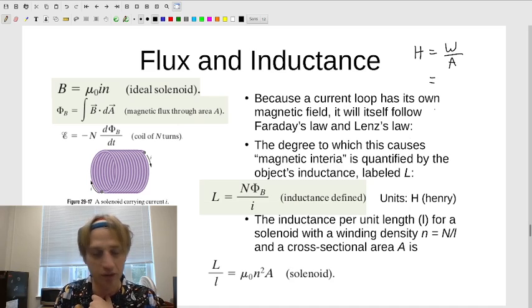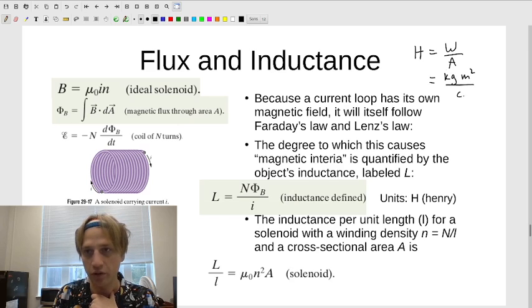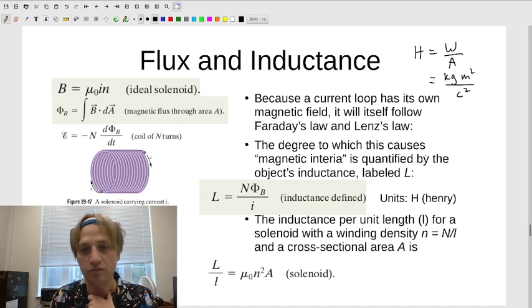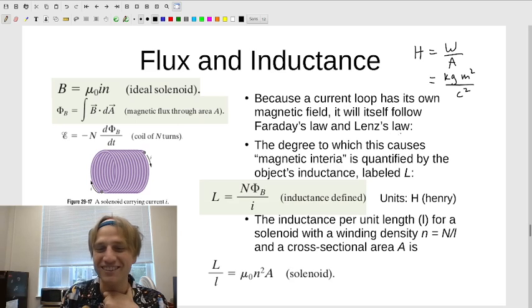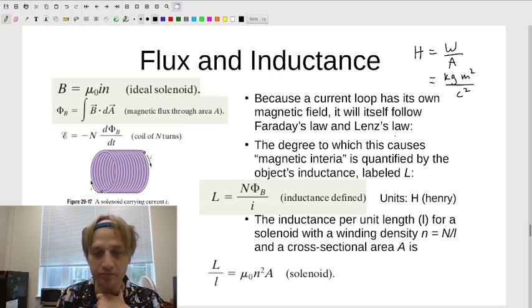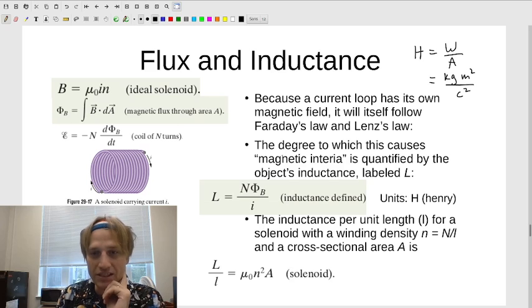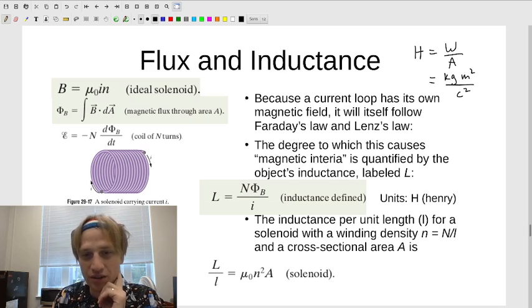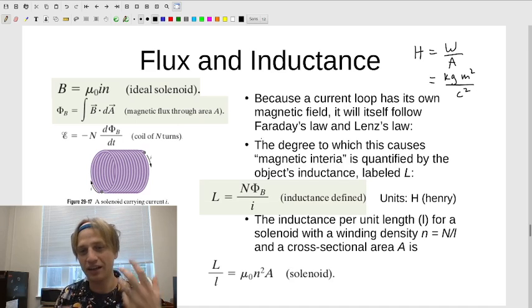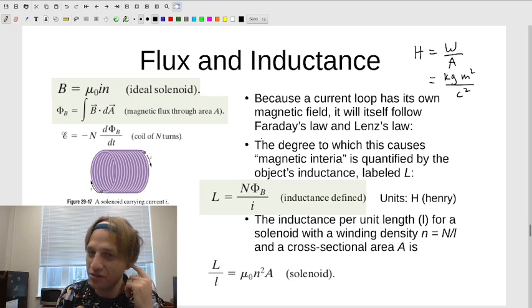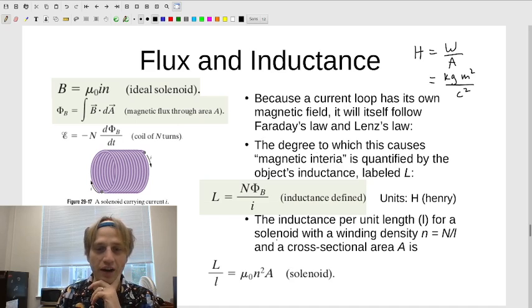If you really want to mess around with that, you can get it to units of something like kilograms times meters squared over coulombs squared. But I would not recommend it. It's not that enlightening. But this gives us a sense of something about the object's magnetic inertia, okay? And we're going to use this more next week to talk about different circuits. But for now, let's just try to see if we can calculate this for, for instance, a solenoid.